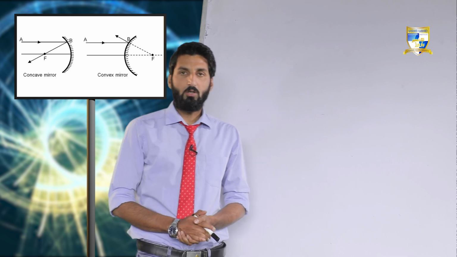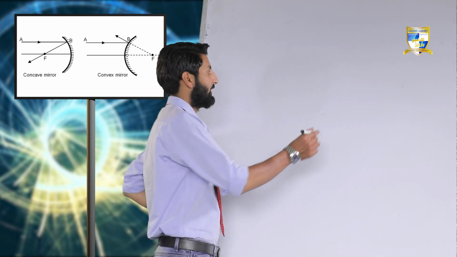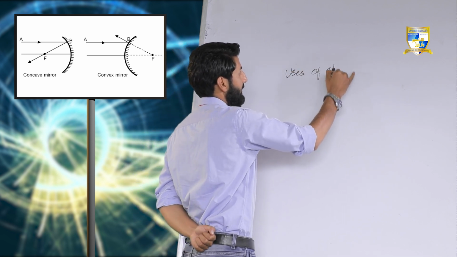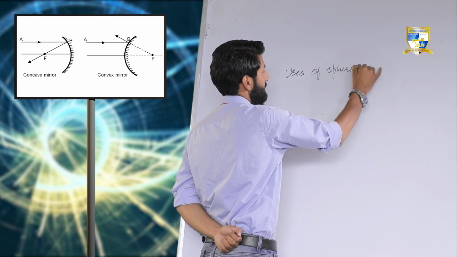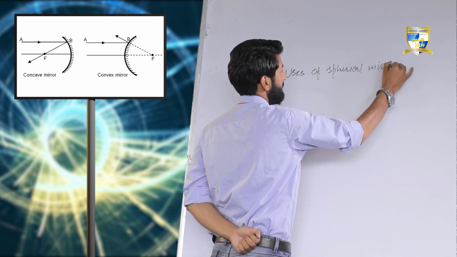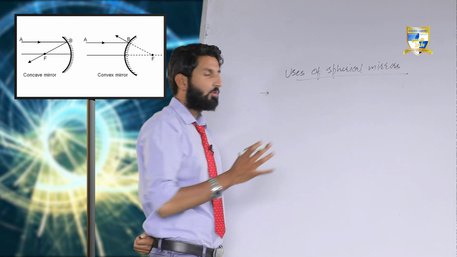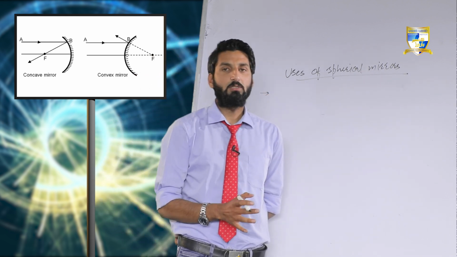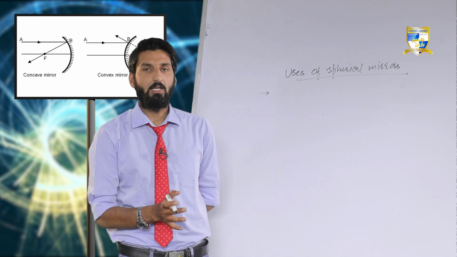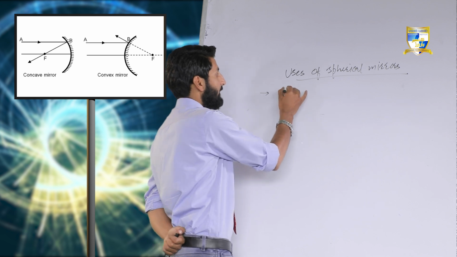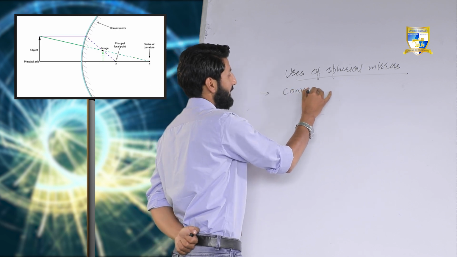Now our topic is uses of spherical mirrors. As we know, spherical mirrors are of two types and they have their own properties like converging and diverging properties. So we will first discuss the uses of convex mirror.